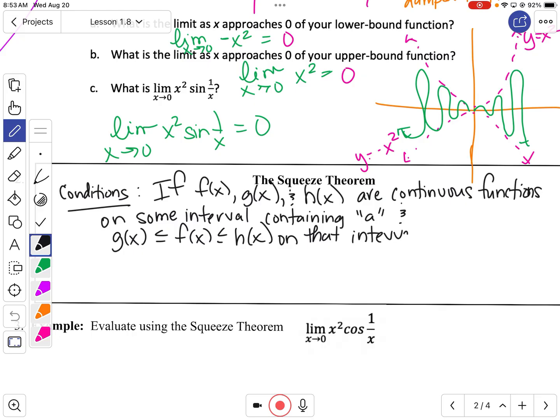Okay, so there are our, I can't spell. Those are our conditions. You've got to have 3 continuous functions, and a has to be on the interval that we're talking about, and then those functions are sequential. G is less than f is less than h. Okay, and then this is your conclusion.